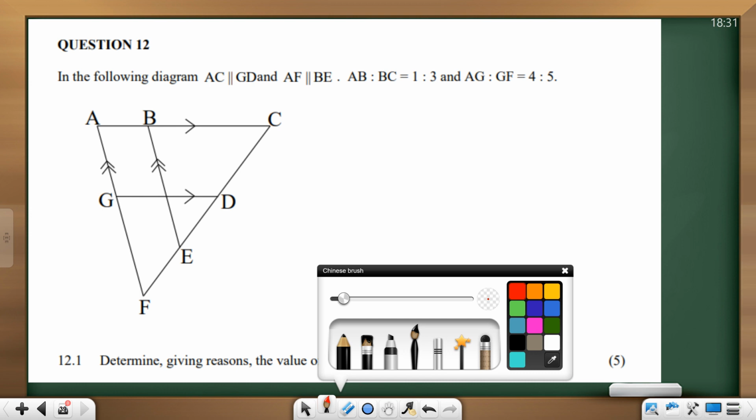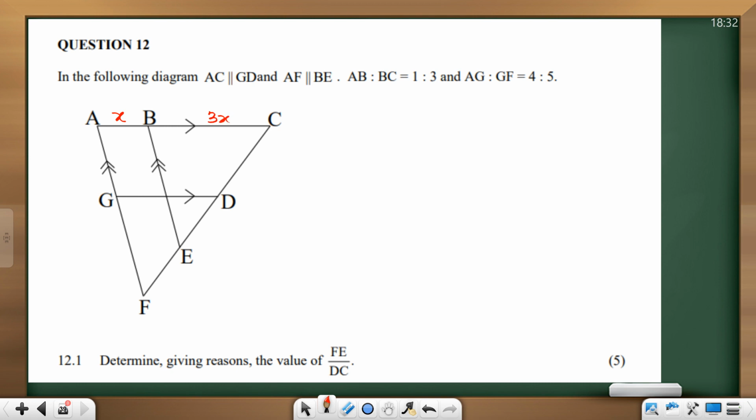In the following diagram, AC is part. So I know this is proportionality already, right? No matter what we do. Okay. AB ratio BC. AB is 1 to 3. So x and 3x. Remember, those ratios are not lengths. I'm interpreting first. AG to GF is 4 to 5. AG on the side is 4. Can I say 4y? And then 5y. What are we looking for? Value of FE.